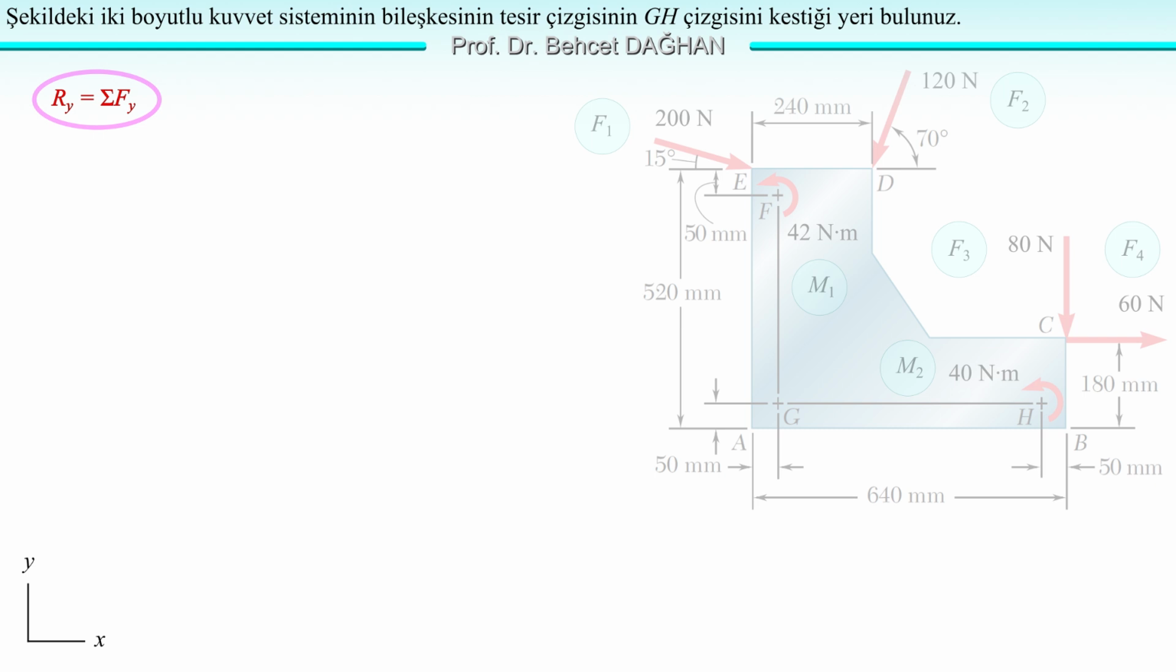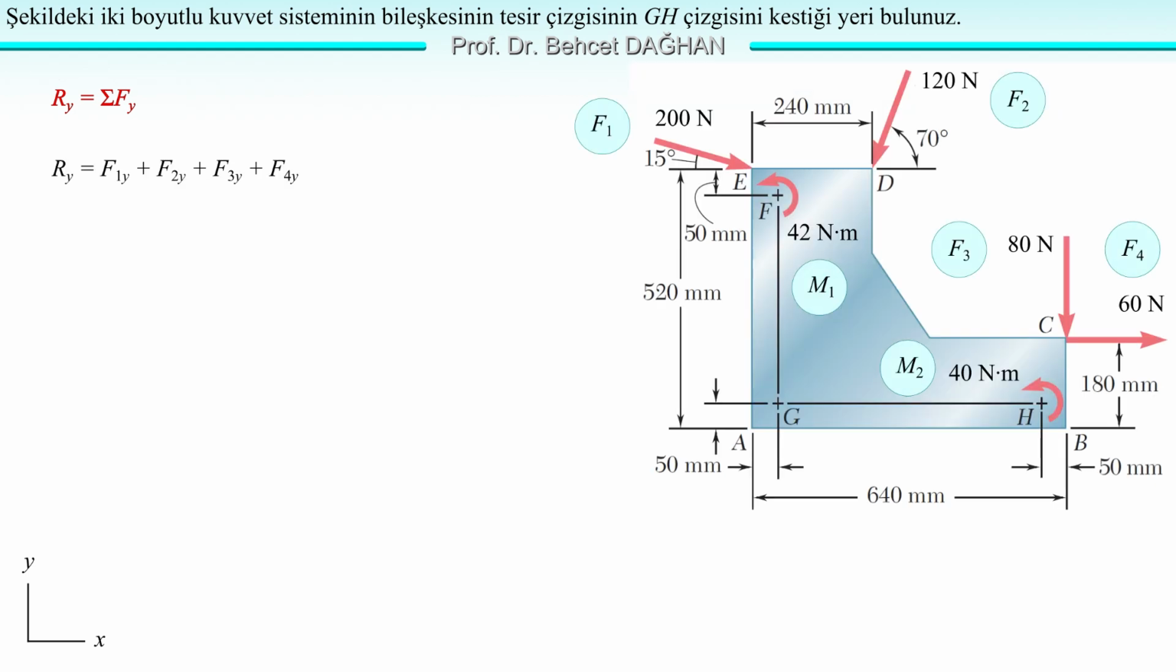We know that Ry equals total Fy. The projection of the resultant on y, Ry, is equal to the sum of the projections of the components, that is, the 8 forces on y. Ry equals F1y plus F2y plus F3y plus F4y. What happened to the other 4 forces? They form a force couple, so there is no need to include them here.